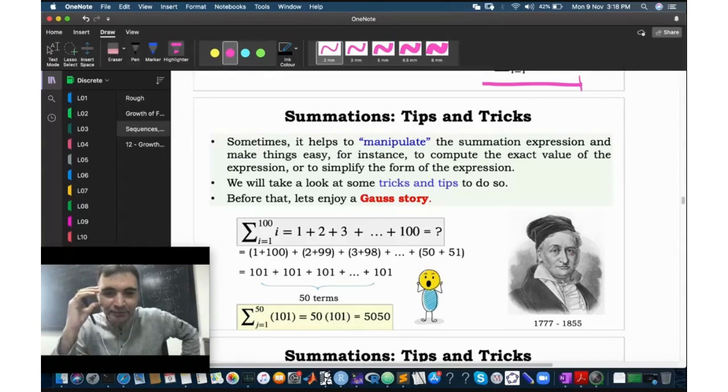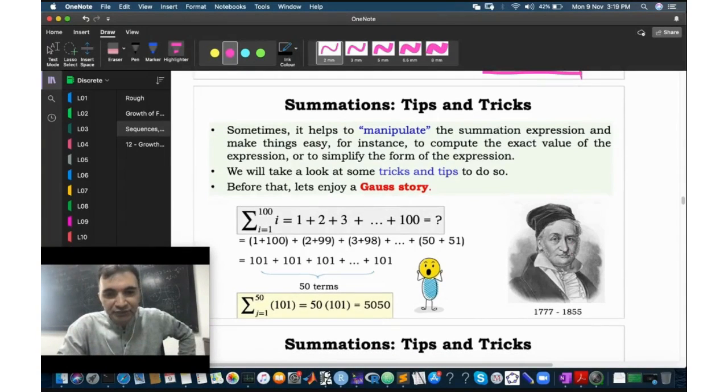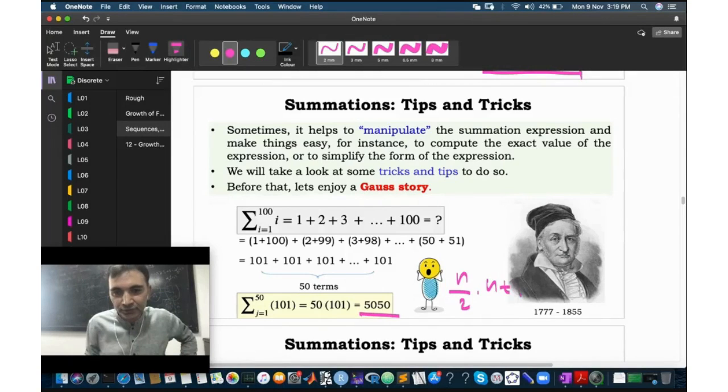All right. So the sum of the first 100 numbers is 5050, and this is this number because it's n over 2 times n plus 1.